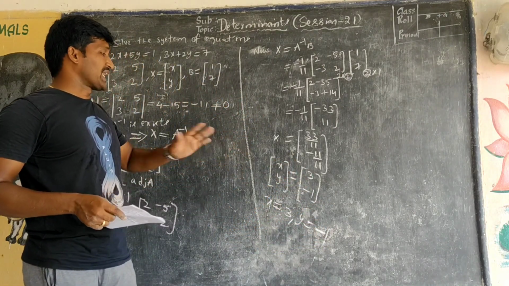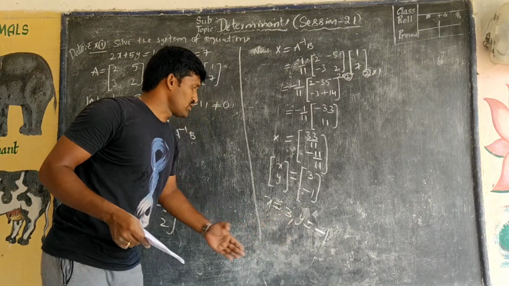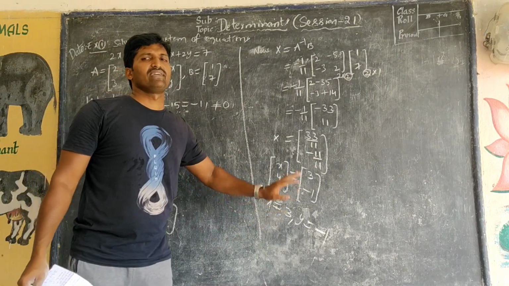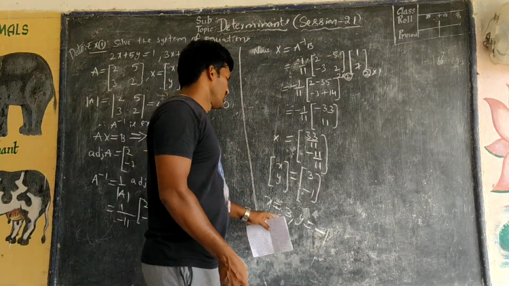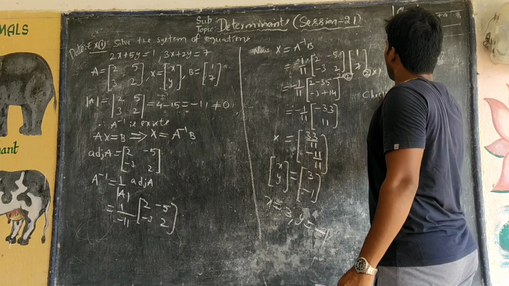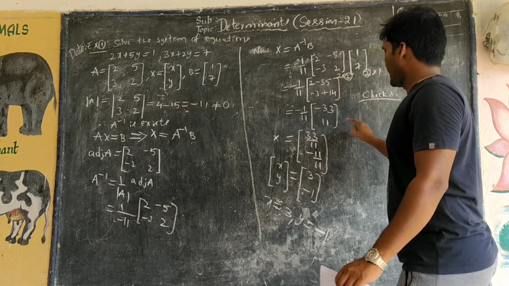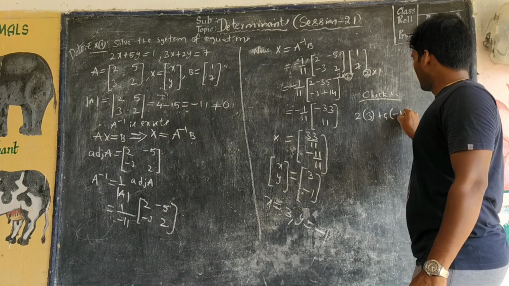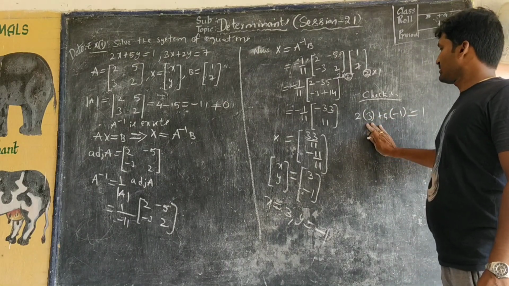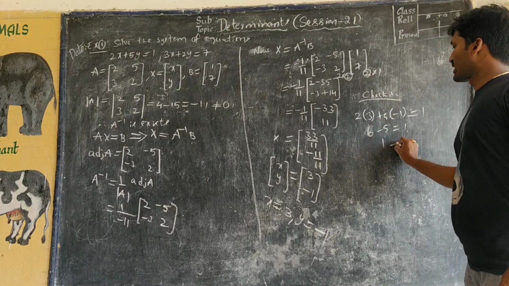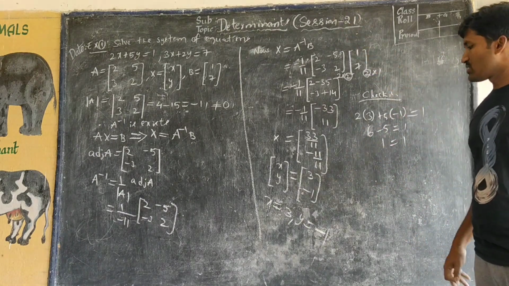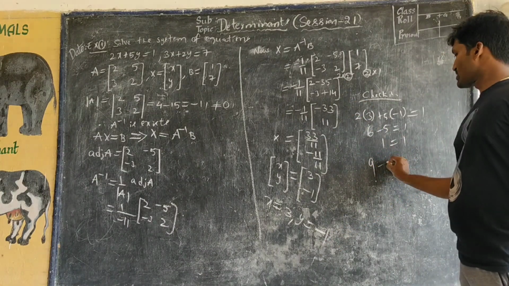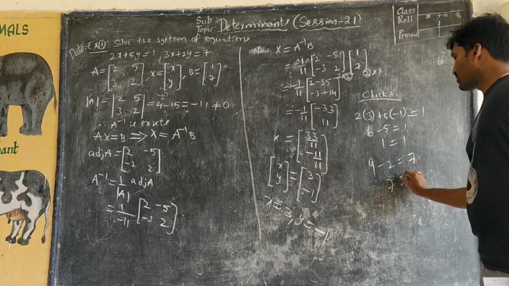How to check whether these values are correct or wrong? Just resubstitute these values of X and Y in these equations. If the equations are satisfied, then X and Y are correct. Otherwise wrong. How to check the verification? X value 3 now, first equation: 2 into 3, plus 5 into minus 1, equal to 1. 6 minus 5, so 1 equal to 1. Check the second equation also: 3 into 3, 9. Here minus 1 is the y value: 2 into minus 1 is minus 2, equal to 7. So 7 equal to 7.